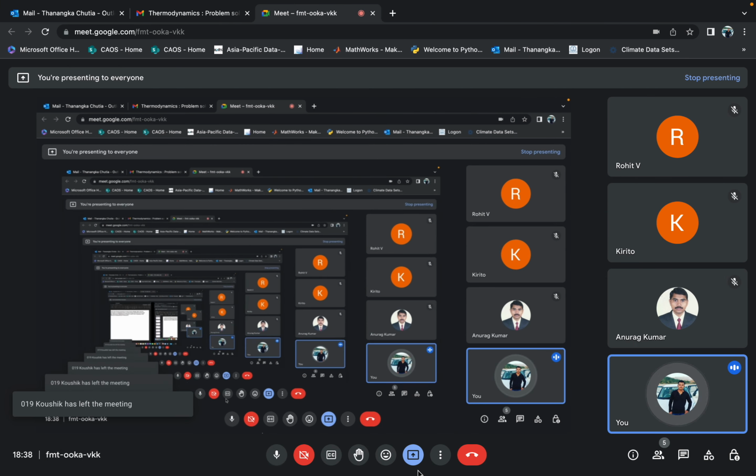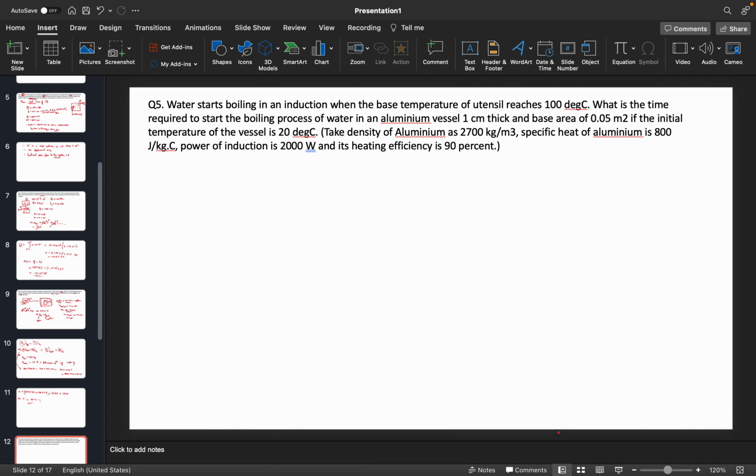Let us go to the next question. Water starts boiling in an induction when the base temperature of the utensil reaches 100 degrees Celsius. What is the time required to start the boiling process of water in an aluminum vessel, 1 centimeter thick, base area blah blah blah, if the initial temperature of the vessel is 20 degrees Celsius?